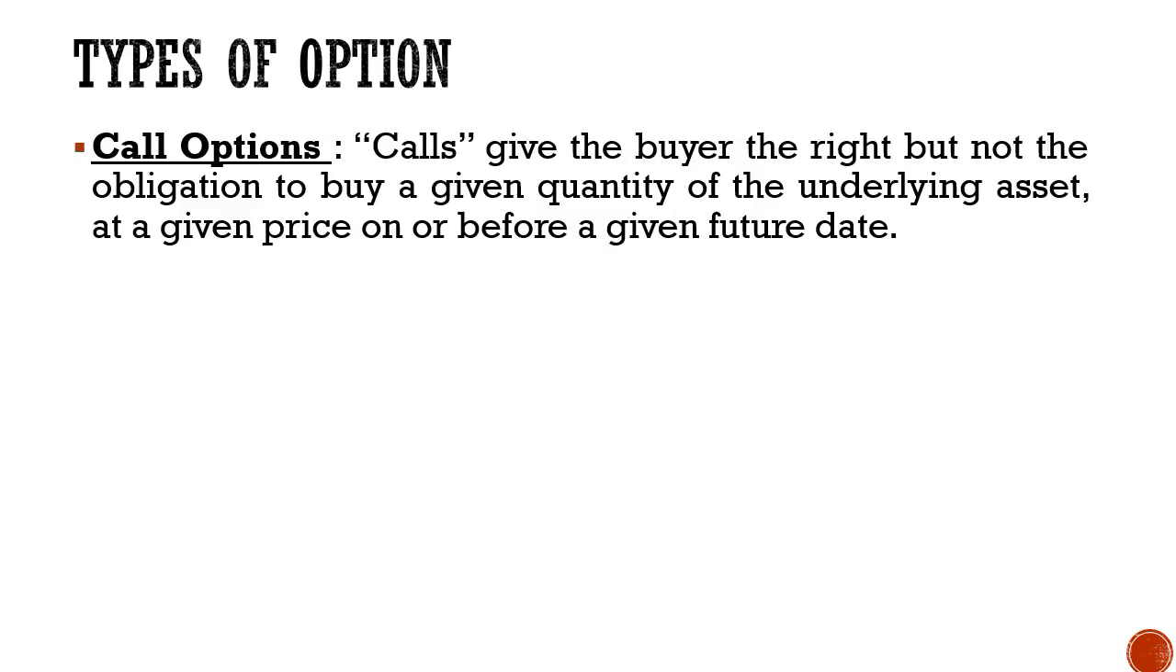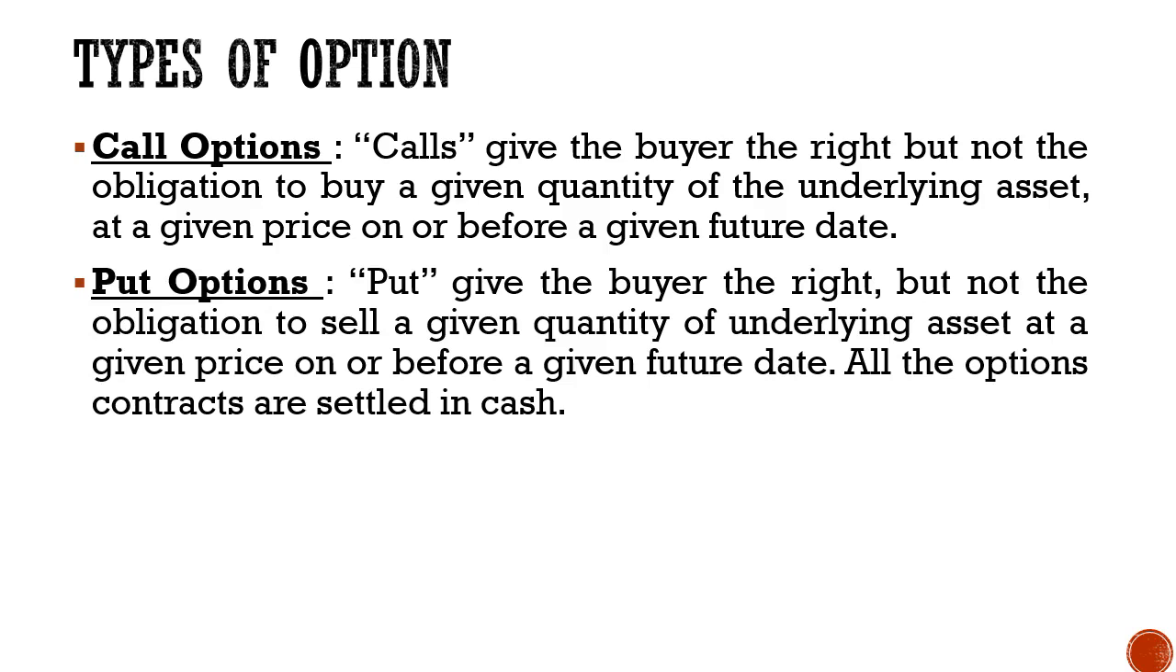Now, let us see what are the various types of options. Number one, call options. Calls give the buyer the right but not the obligation to buy a given quantity of the underlying asset at a given price on or before a given future date. So the very first type of option is called the call option, where the buyer gets the right but not the obligation to buy the given quantity of an asset at a given price on or before the given future date. That's the very first type of option.